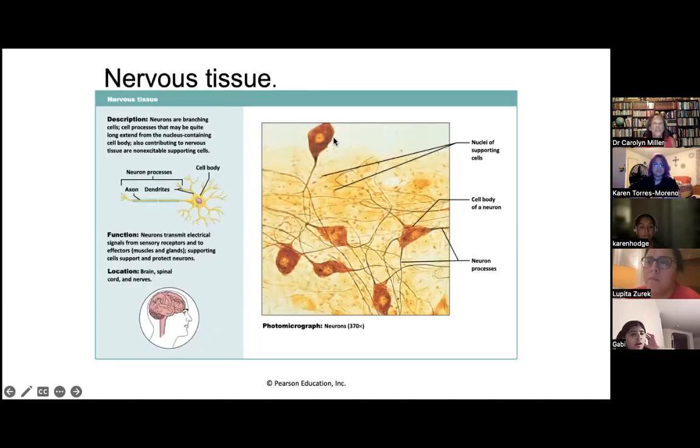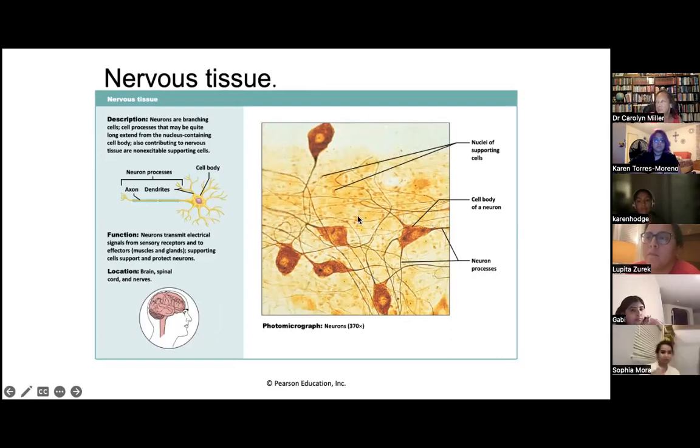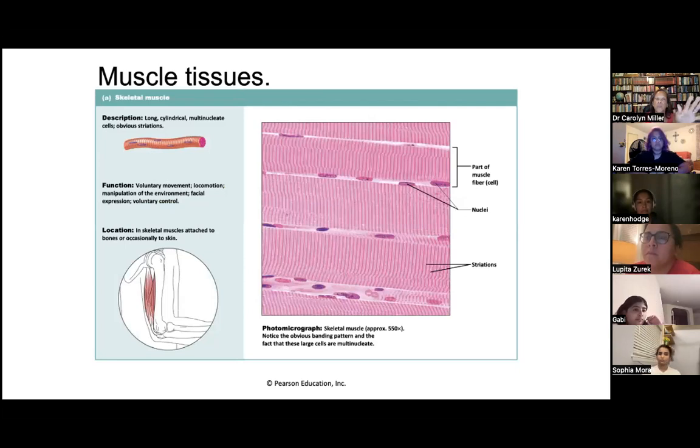And nervous tissue. Here's the neuron with axons and dendrites. Nervous tissue. It may not be this type of stain. It may be purple, but you will still see the neuron with axons and dendrites. The third type, nervous tissue. We talked epithelial, connective, nervous. Here's the last one, muscles.